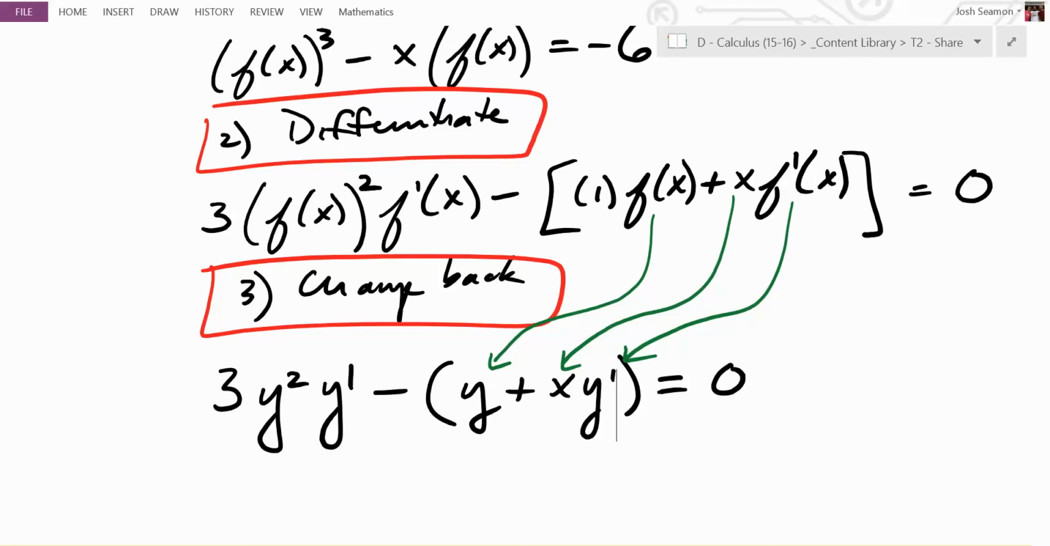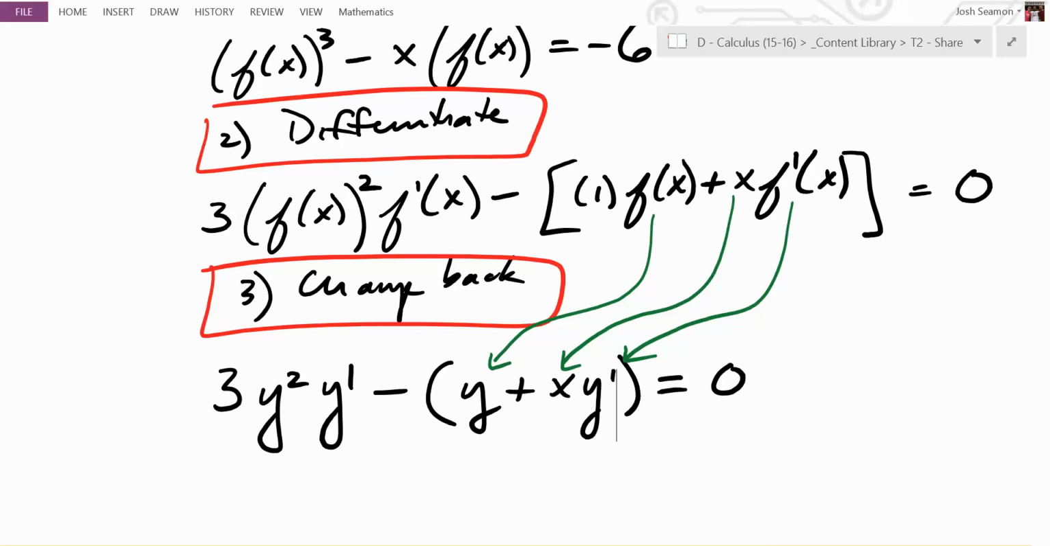The second most common mistake, what rule did we have to use right here? We use the product rule. What do people forget to do? The product rule. They just say the derivative of xy is y. Is that true? No, you have to use the product rule. I have found, especially at the beginning, if you make this substitution, it forces you to remember the chain rule and the product rule. Because x times f of x, you have to use the product rule.